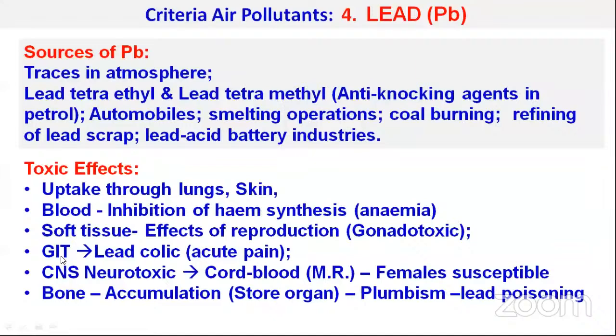When it is ingested, when it is eaten, it produces unbearable colon pain, called lead colic, very dangerous and unbearable stomach pain. It is neurotoxic. It has not left the nervous system. Unfortunately, the lead from the mother can go to the offspring by the cord blood, the umbilical cord, which is the nutrient conduit. So the boy or girl that comes out of the womb can have mental retardation at the birth level itself. Females are highly susceptible.